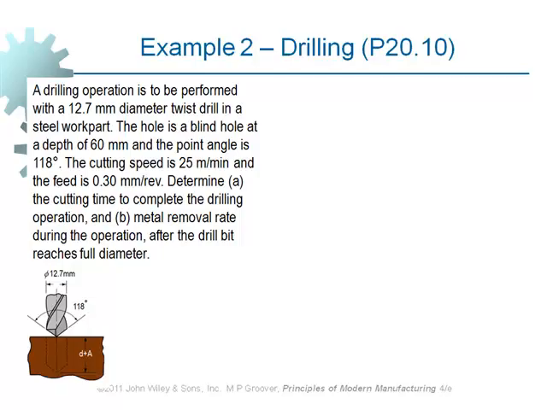Depth of hole is given, which is 60 millimeters, and point angle is given. Cutting speed, which is V, is given 25 meters per minute. Feed f is given 0.3 millimeters per revolution. We are after cutting time to complete the drilling operation. And then we are after material removal rate, or metal removal rate, during operation after the drill bit reaches its full diameter.